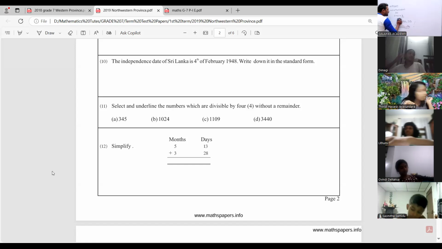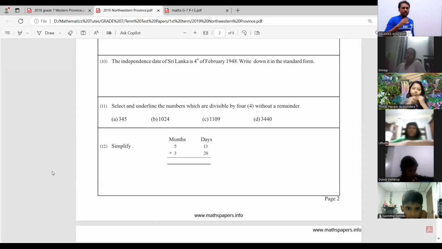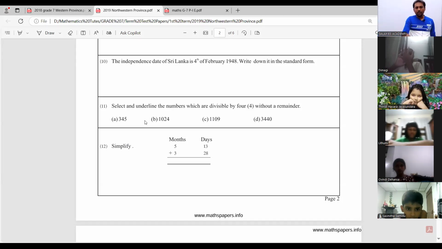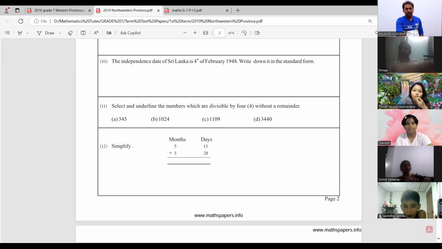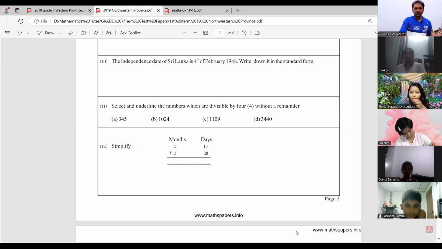So you can check the given values. The first one given is 345. What are the last 2 digits? 45. Can you tell me if 45 is divisible by 4 or not? No, it can't be divisible. 44 divides, but 45 does not divide. So it is not divisible by 4. So A is not an answer.